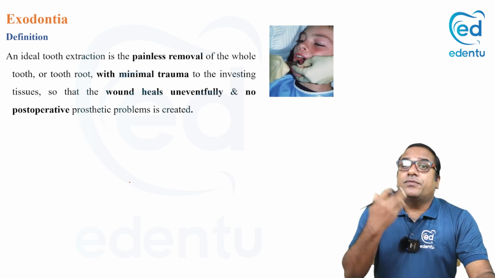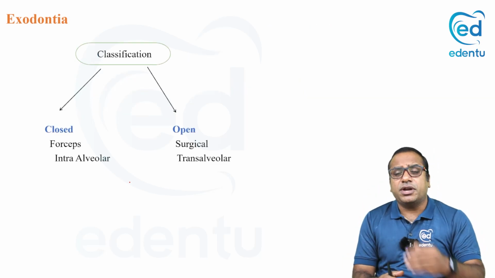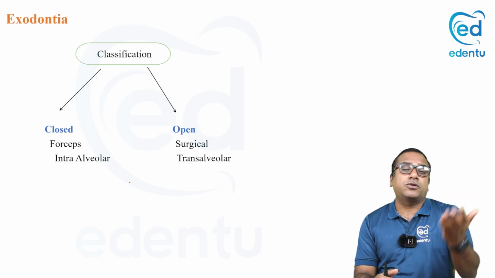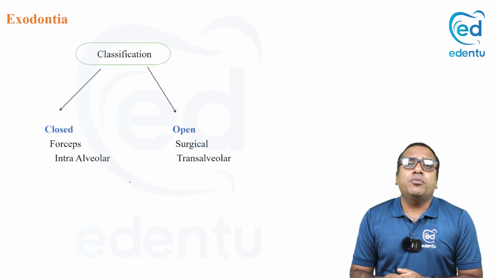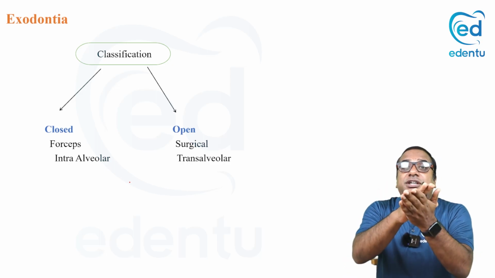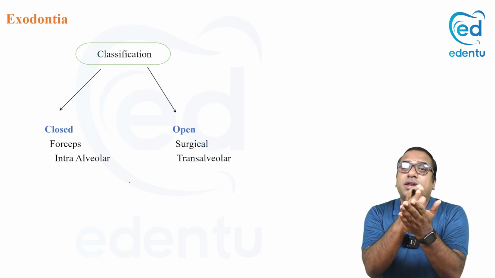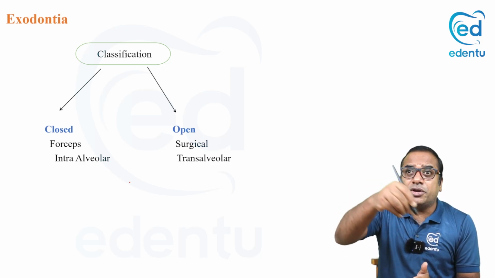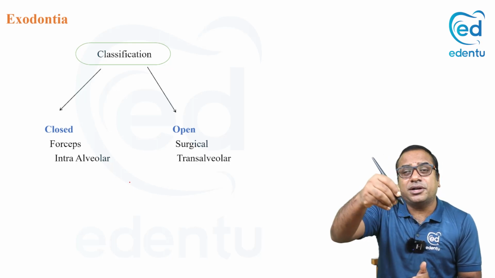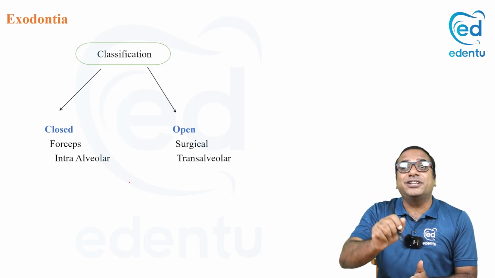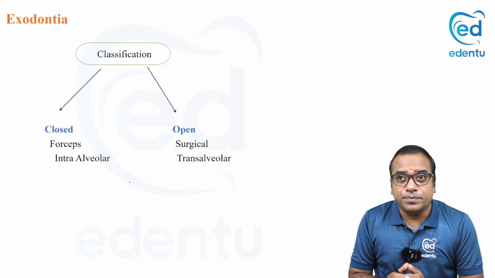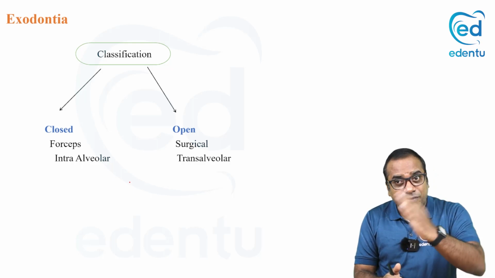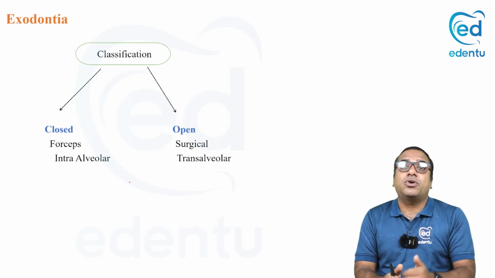So now coming to the different types of extraction or exodontia. Basically there are two types, that is the open method and the closed method. What do you mean by open? Open means you are opening. That means the tissues you are reflecting, the gums you are reflecting. With the burr and the handpiece you are guttering the bone, you are sectioning the tooth and you are taking the root out. So you are using the burr, micromotors, and you are reflecting the tissues. So it is open. That is why it is called the open method.